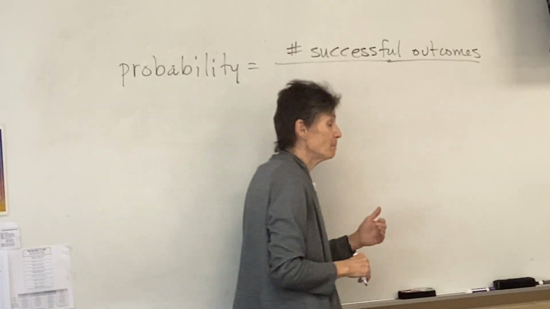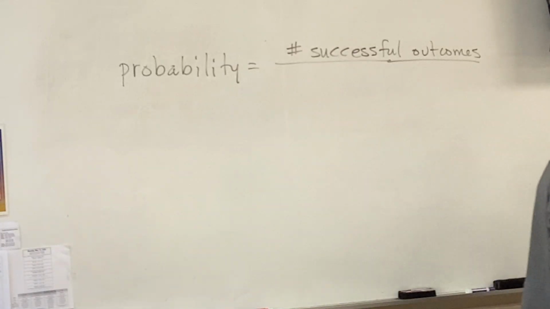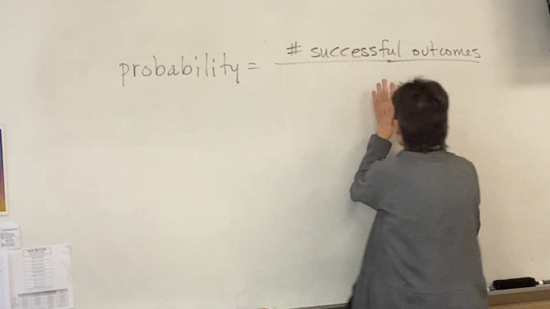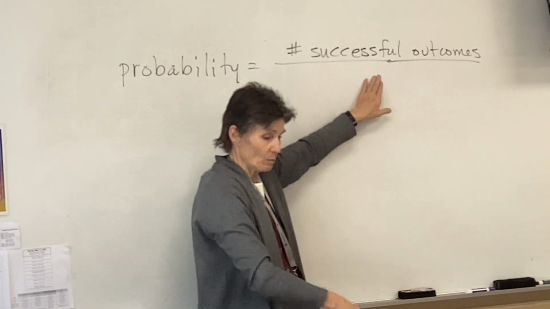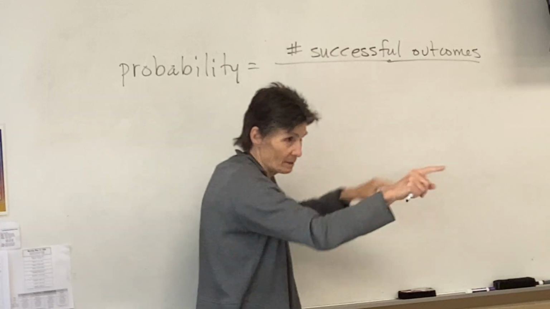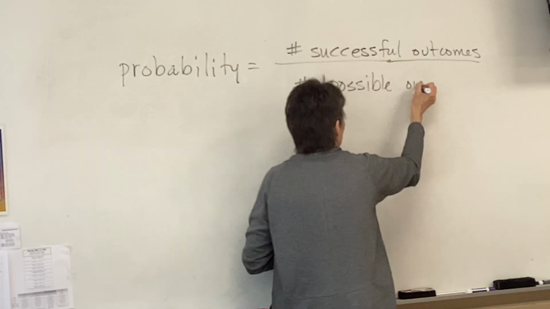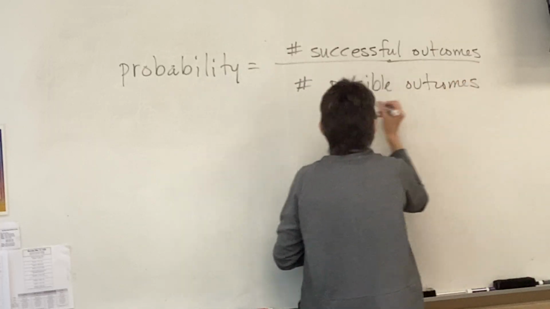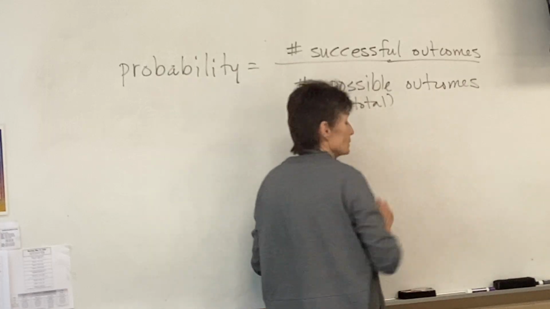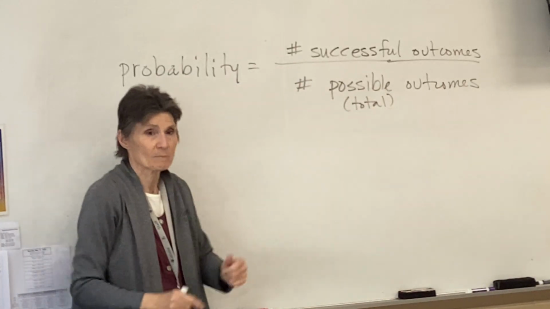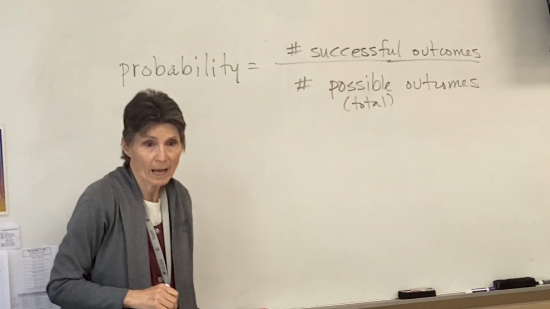So if I say the probability of guessing a true-false question correctly is 1/2, that 1 means there's one right answer. Now you said 1/6. Where did the 6 come from when we rolled that die? Possibilities. So it's the number of possible outcomes. Sometimes we call that the total. There's 6 possible outcomes, so 6 total outcomes that could happen.